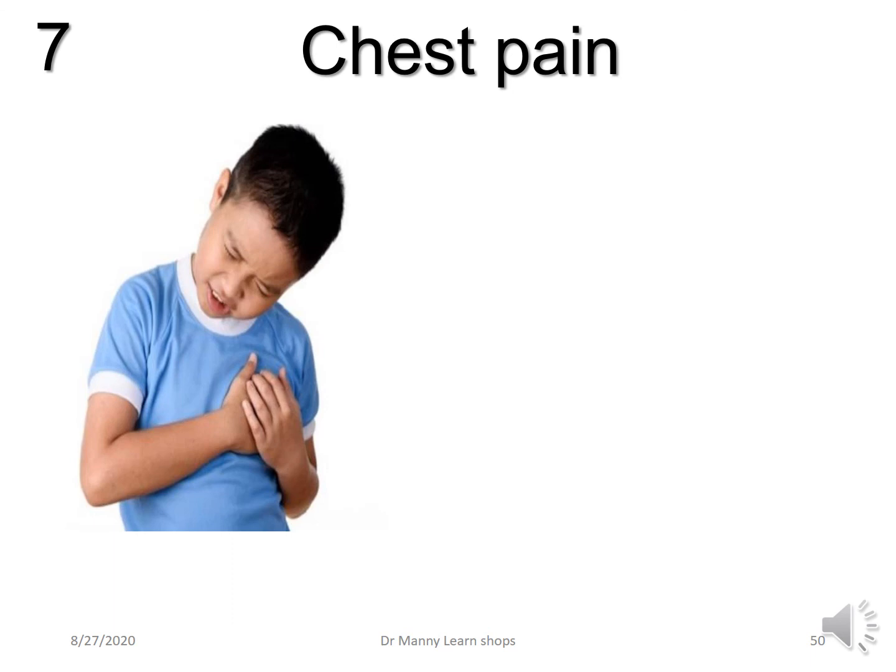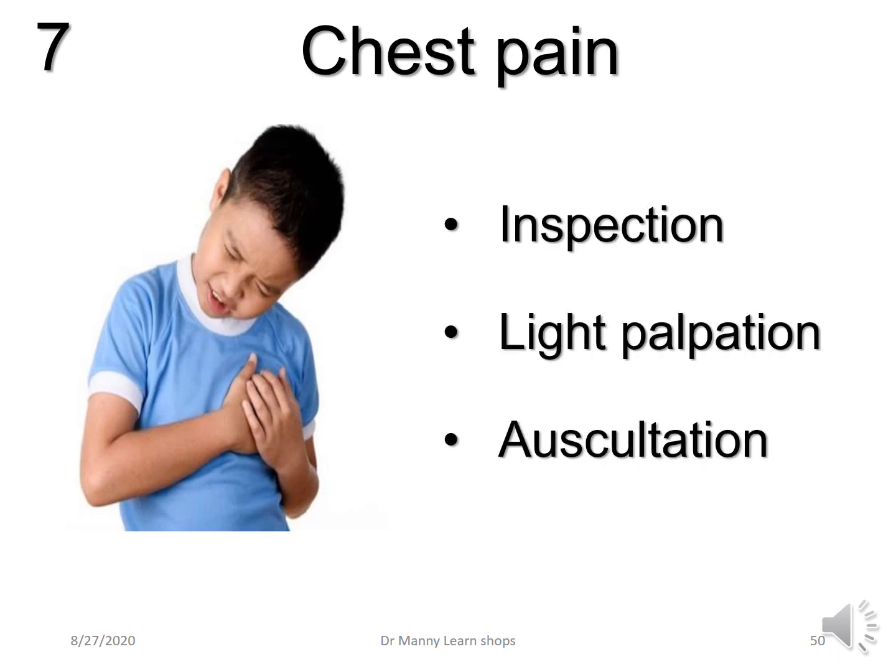This little boy's got chest pain. His mother's brought him into your emergency department, and he's typically demonstrating what is called Levine's sign. Levine's sign is where a child or an infant or an adult grasps the left side of their chest, indicating that it's heart pain. What would you do? As far as your assessment techniques, you could use inspection, light palpation, just in case it is a musculoskeletal problem, and auscultation, possibly to listen to the heart.